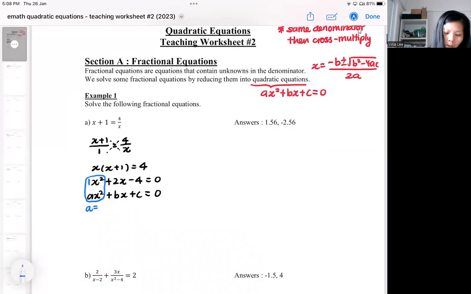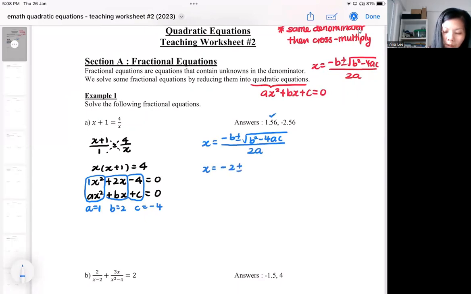A is equal to 1. B is equal to 2. C is equal to minus 4. I'm going to use my A, B, C and input them into my quadratic formula. I will not be showing you the input into the quadratic formula, so I'd like you to try from here and see that you actually get the two answers.